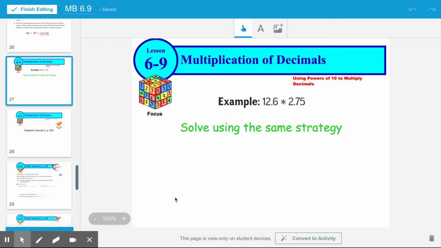And you should have gotten the answer of, if we take 12.6 times 2.75, 34 and 65 hundredths. And our estimate could be 13 times 3, which when you do 13 times 3, that's 39. So our answer would be correct with that.